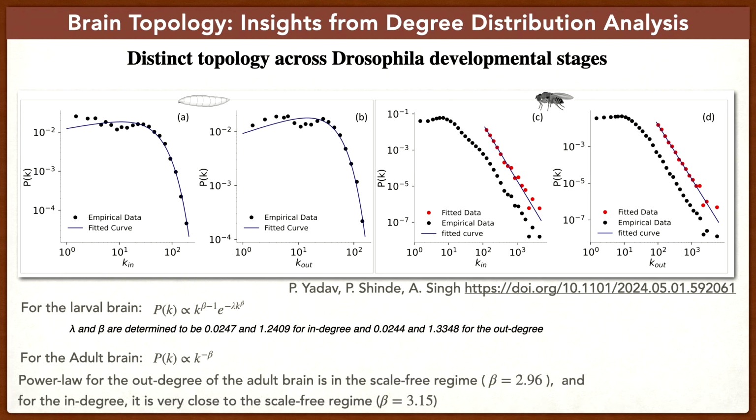it's following the Weibull distribution. So it has features of both the power law as well as the exponential distribution. And in case of the adult fruit fly, we see that the degree distribution is adhering strictly to the power law. That too, for the in degree, the scale free exponent is 2.96.